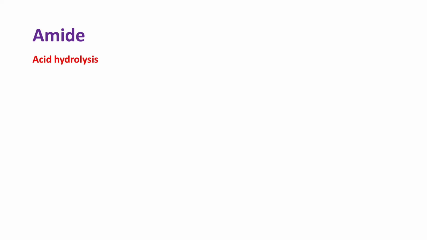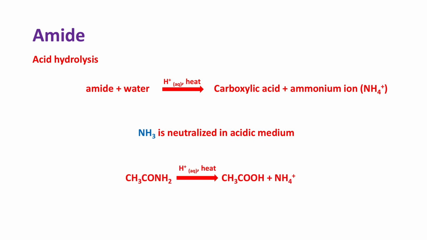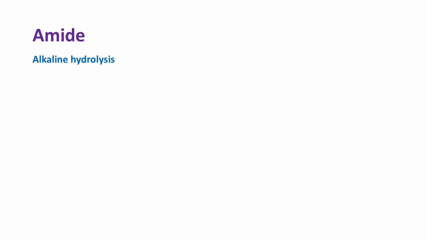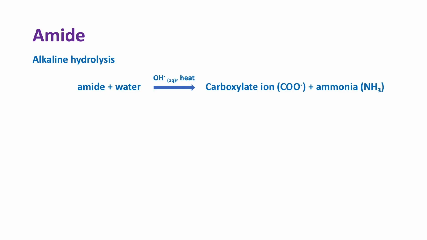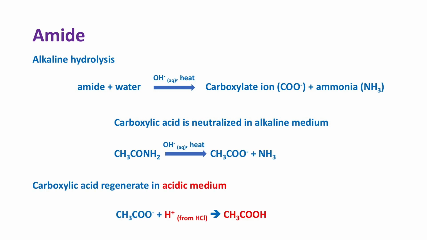In acid hydrolysis, the ammonia will be neutralized and become ammonium ion, and here shows an example. While in alkaline hydrolysis, the carboxylic acid will be neutralized to form carboxylate ion. Again, a strong acid can be used to regenerate the carboxylic acid molecule. And that's the end of this section.